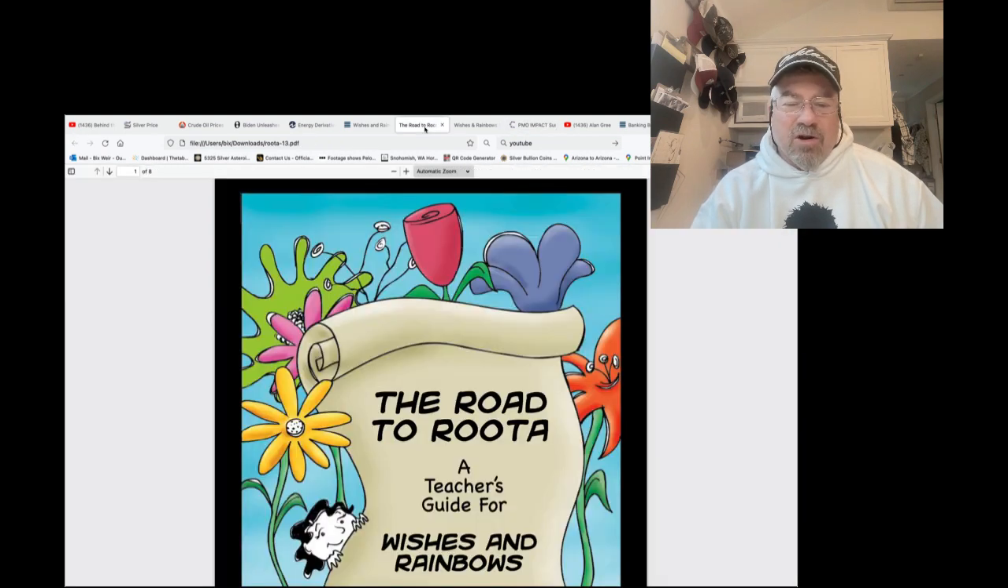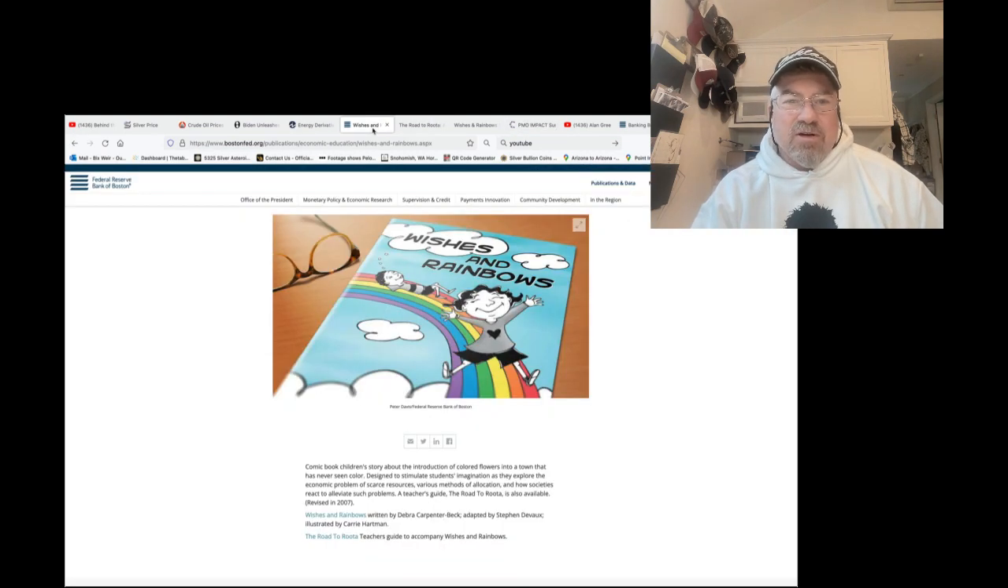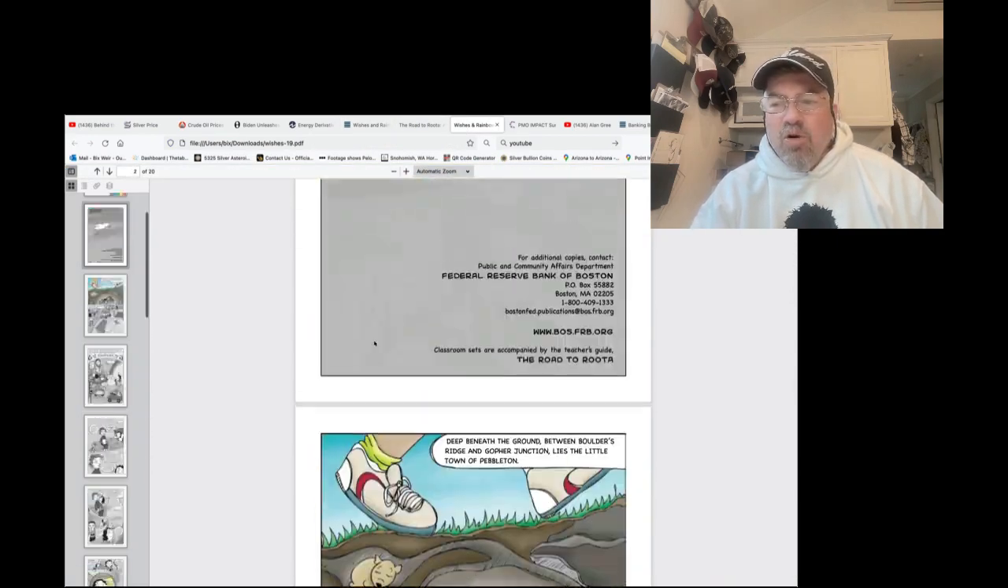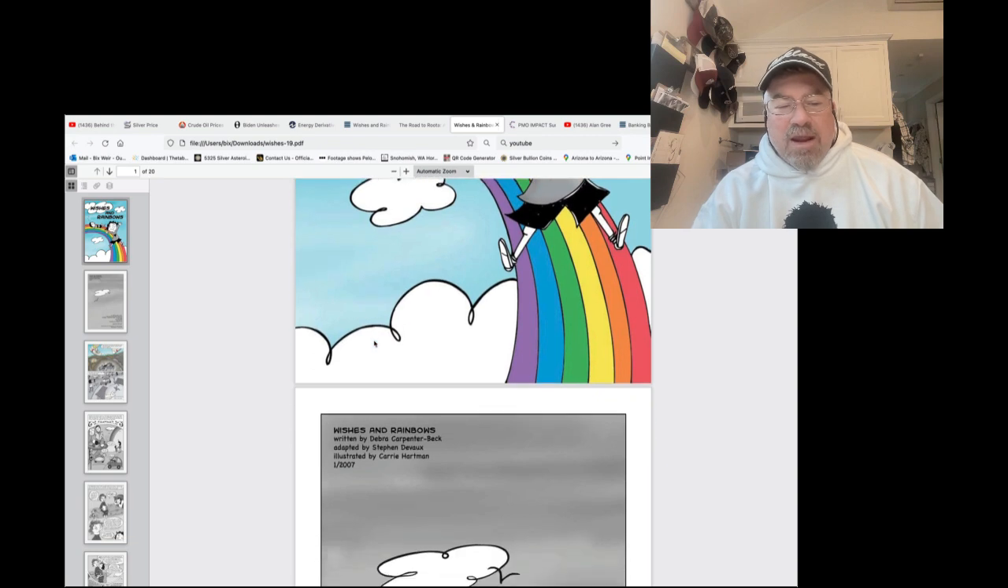If you go to the Road to Ruta comic books, Wishes and Rainbows, you go right to the top. Who wrote this? A woman named Deborah Carpenter Beck wrote it. It was adapted by Stephen DuVoe right there. Adapted, made into a comic book. Deborah Carpenter Beck wrote a short story for the Ledger, it was called. It was the Fed Boston, like a monthly magazine back in the late 70s. And Stephen DuVoe turned it into this comic book with a teacher's guide.